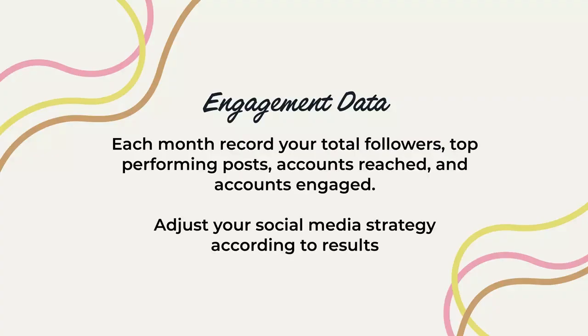Next, let's talk about engagement data. Each month, record your total followers, top performing posts, accounts reached, and accounts engaged. Choose a day, say the first of the month, and track these metrics. This will help you identify what's working and where to fine-tune your strategy. It's important to look at the data and cater your content to what your audience is reacting to. Don't skip checking your engagement rates. Make sure you learn from it and continue to improve your strategy.